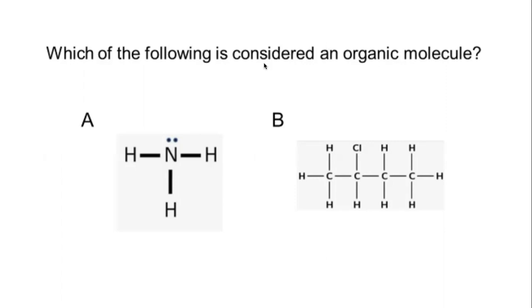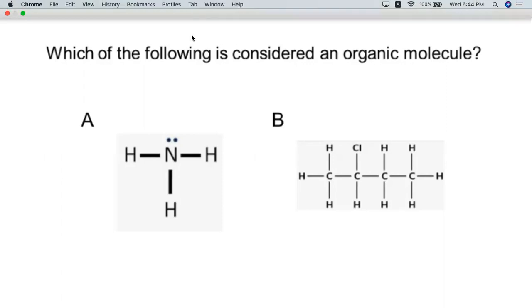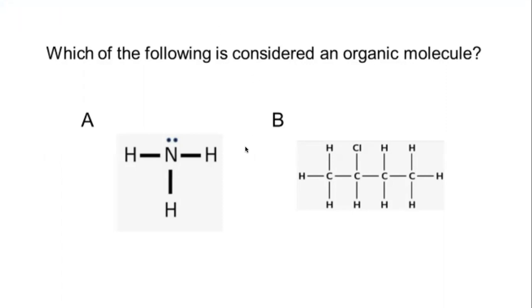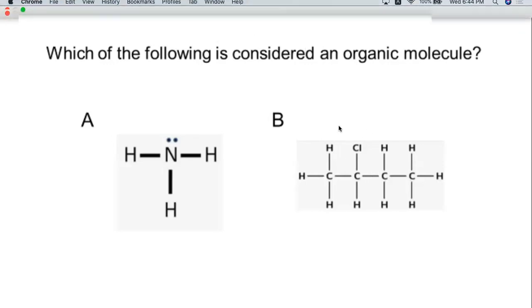Great. So I'm seeing the answer B, and that is correct. This is ammonia, which does not have a carbon in it, so it is not an organic molecule. And this is an organic molecule, and this is an example of an organic molecule that has a heteroatom, or chlorine, in it.